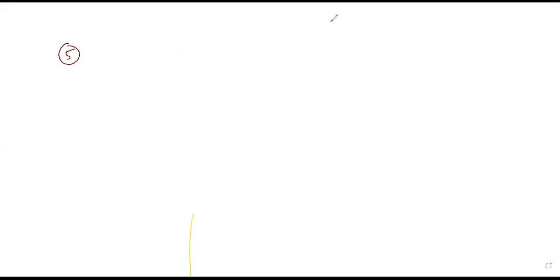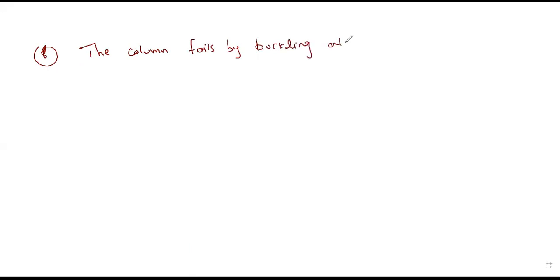So there are a few more assumptions. Okay, sixth one. Is it visible? Guys, is it clear? Yes, sir. The sixth assumption: the column fails by buckling alone. This is an important statement.